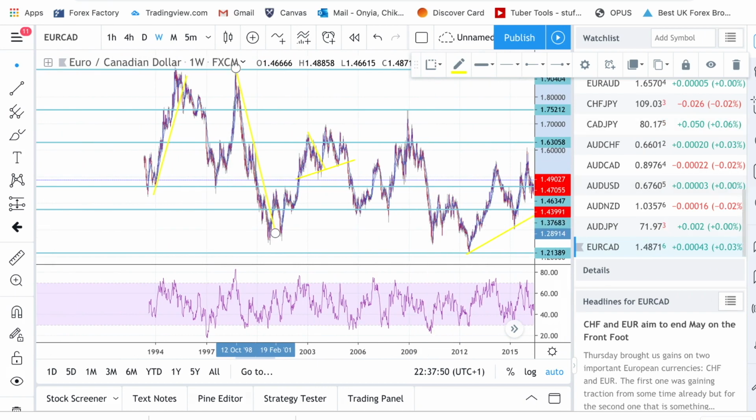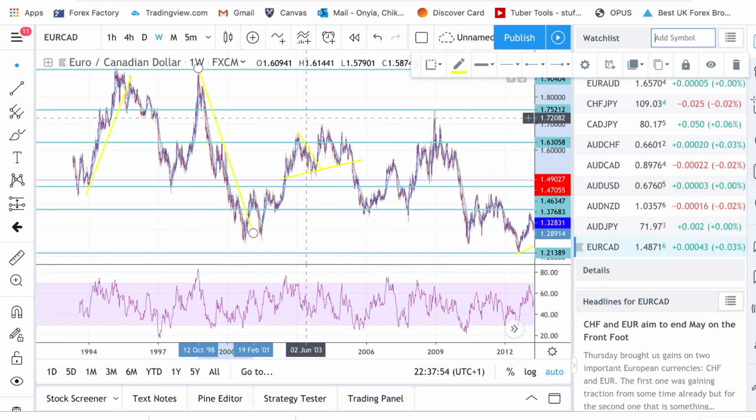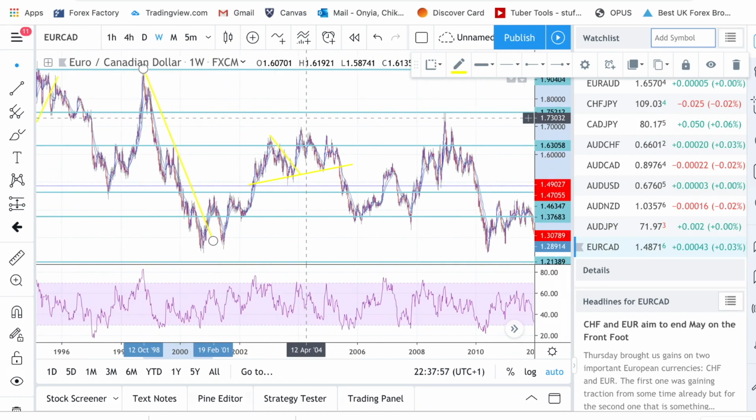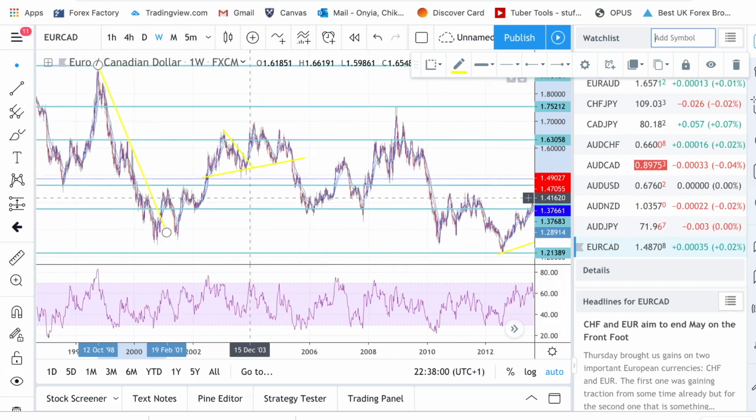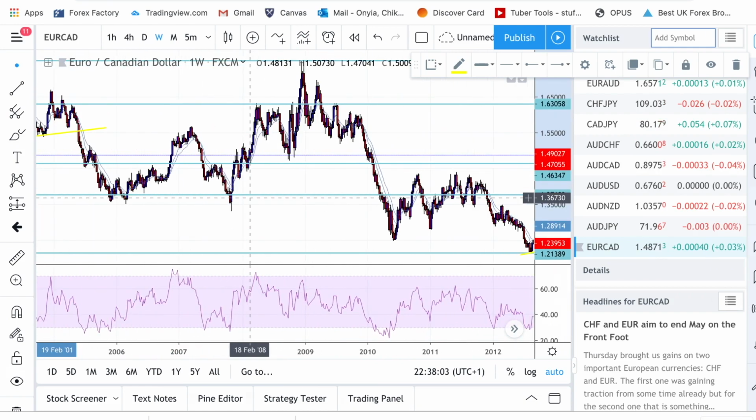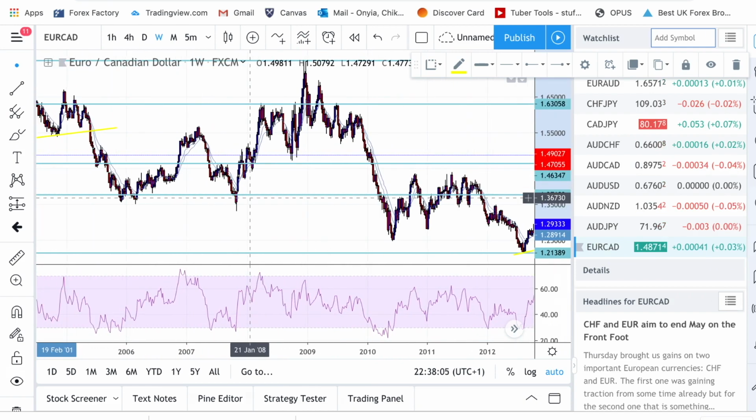Let's see if we can find another chart. Actually, you don't even need to find another chart, do we? Let's leave it at this one.